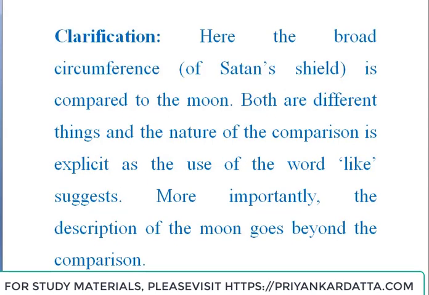Here the broad circumference of Saturn's shield, of course Saturn's shield is being described here, is compared to the moon. Both are different things, that is, the Saturn's shield and the moon are different things, and the nature of the comparison is explicit, as the use of the word like suggests, obviously. More importantly, the description of the moon goes beyond the comparison. So the poet Milton speaks about the moon in detail, which is never a part of that simile. This is what makes this simile an epic simile.